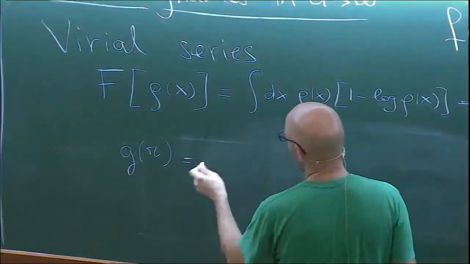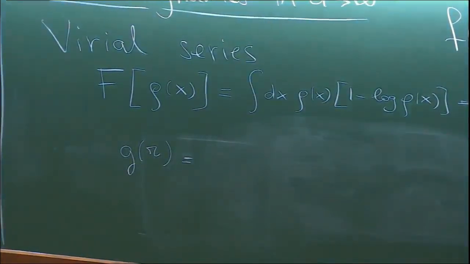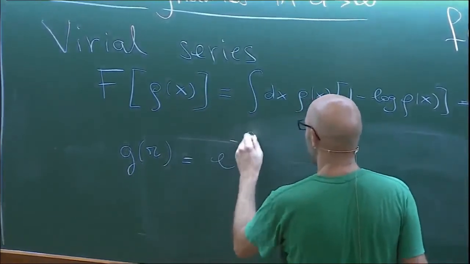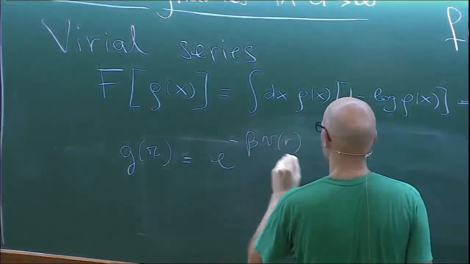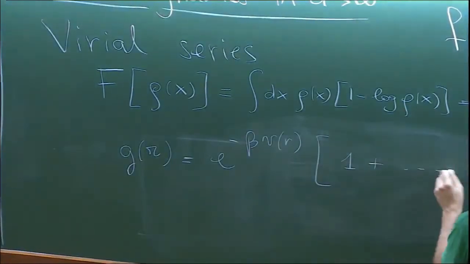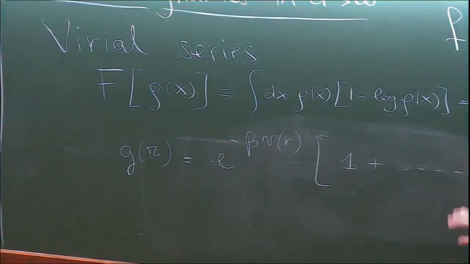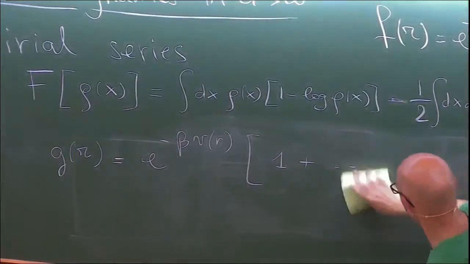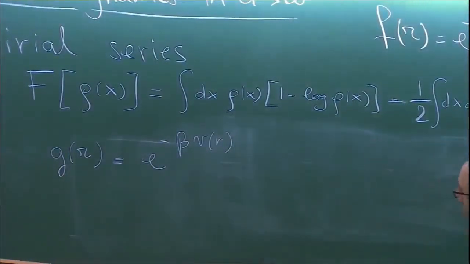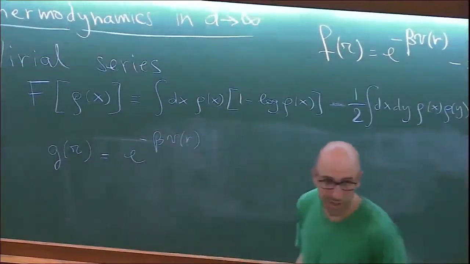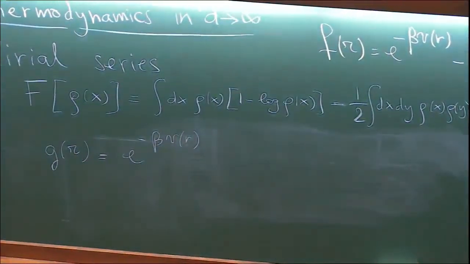So the g of r, which is essentially the probability of finding two particles at distance r, is going to be e to the minus beta v times a series. There is a series of diagrams, but throwing away all the diagrams corresponds to stopping at the first order. So in infinite dimensions, g of r is going to be an exponential of minus beta v of r.